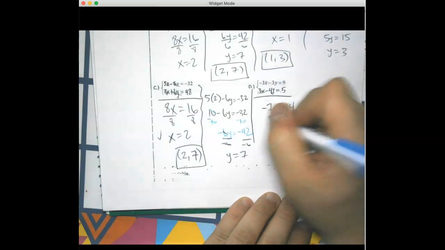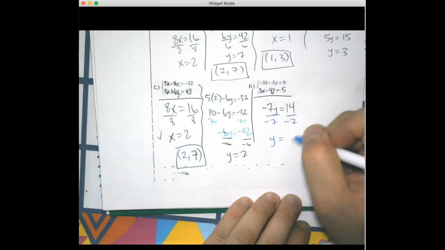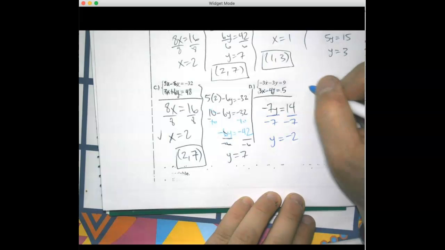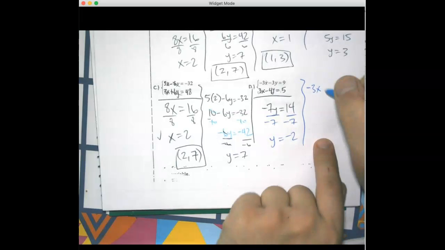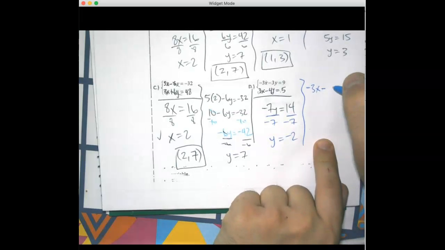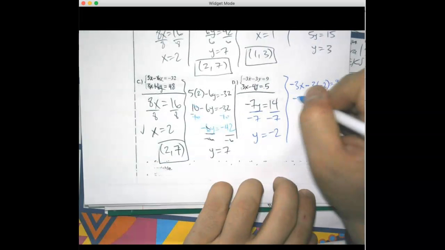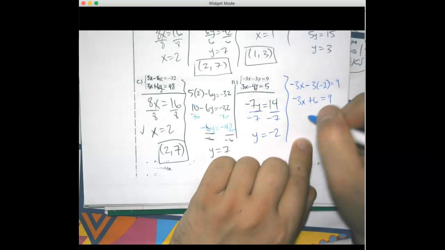And divide to get that y equals negative 2. Plug that negative 2 into y into either of these original equations. So I'm just going to take the top one. Negative 3x minus 3 times negative 2 equals 9. So negative 3x plus 6 equals 9.